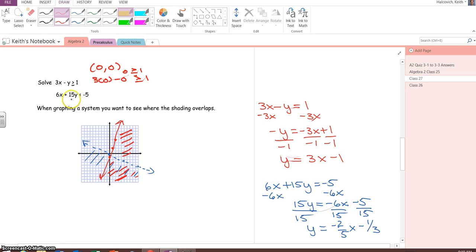If you're looking at this one, 6 times 0 plus 15 times 0 is less than negative 5. So is 0 less than negative 5? The answer is no, it's not. So that's why you shade over here, because 0, 0 is up there. But now, where do they overlap? Well, they overlap right here, if you notice. And that is where you will shade, where they overlap. So that is your final answer.